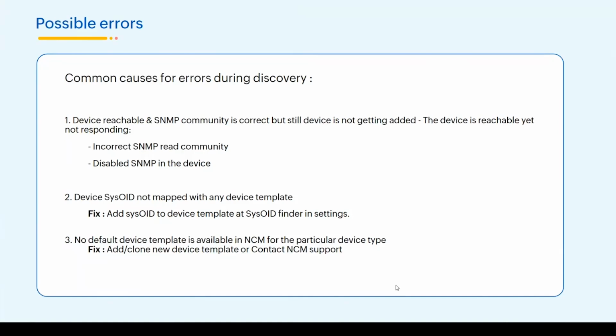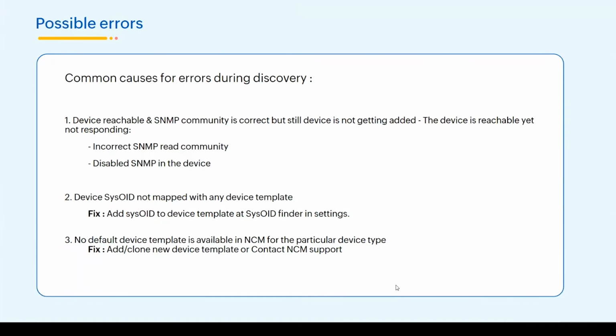So kindly check the read community and check whether SNMP is enabled in that device, and then redo it. The next one: if you encounter a situation where a device's object ID isn't mapped to any of the available device templates, it means that there won't be any templates to use for that particular device. In this case, go to the sysobject ID finder in the settings and add a new sysobject ID to the device template.